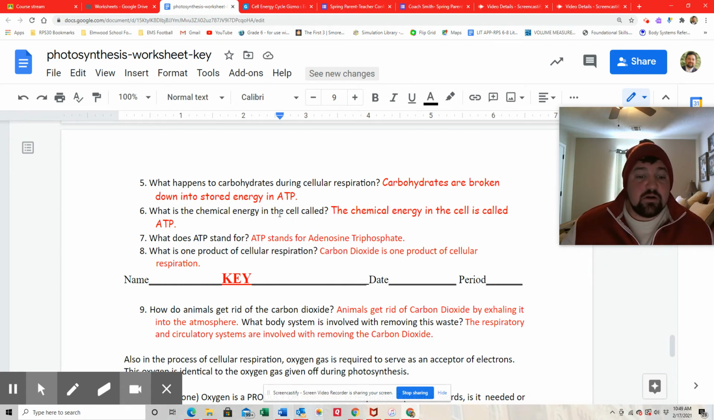What is the chemical energy in the cell called? The chemical energy in the cell is called ATP. Remember that. What does ATP stand for? Adenosine triphosphate. And you don't have to remember that, but it's something we learned. So what is one product of cellular respiration? Carbon dioxide is one product.